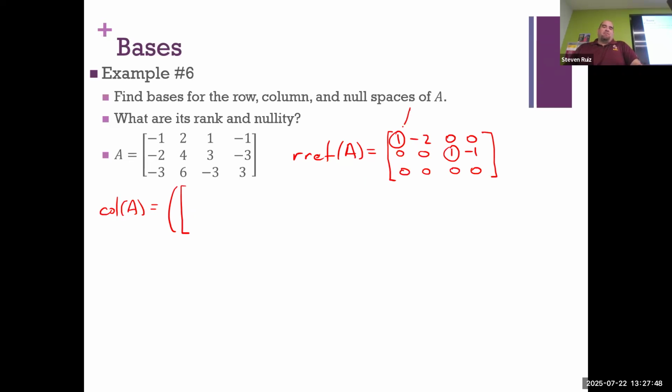So this first pivot suggests to me that I should take what vector for my basis? Column 1 from A. So -1, -2, -3. And then the other pivot tells me I should take what? 1, 3, -3. So that's the basis for the column space. Sorry, not the basis, a basis. What else?